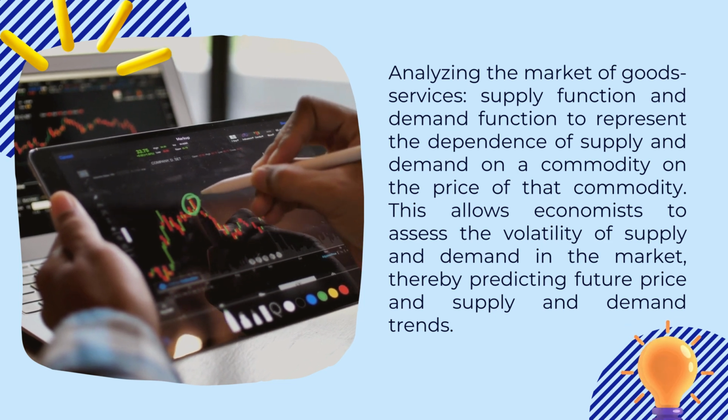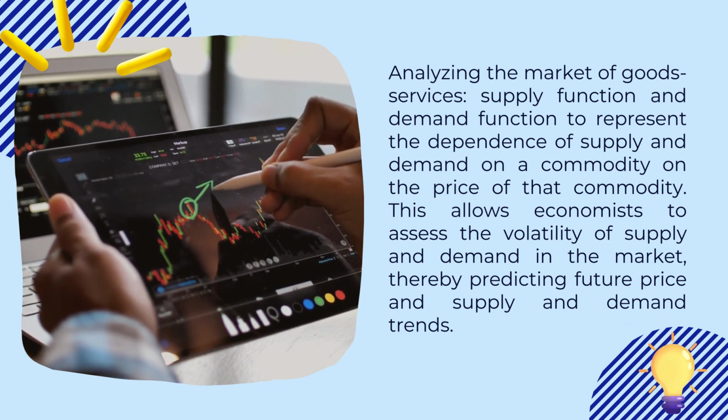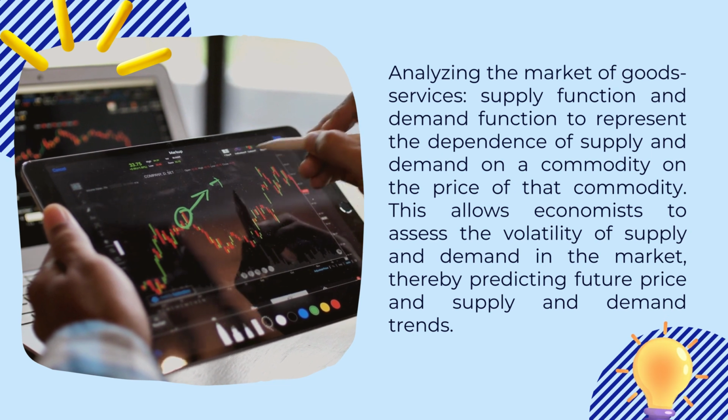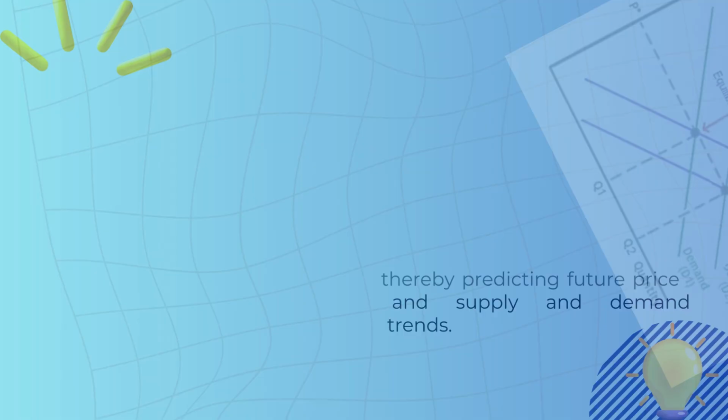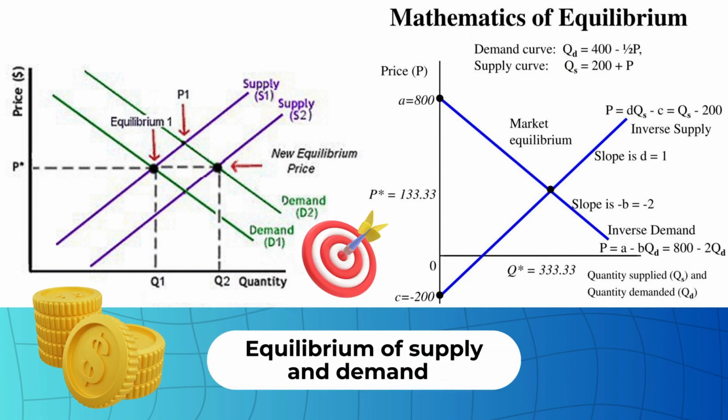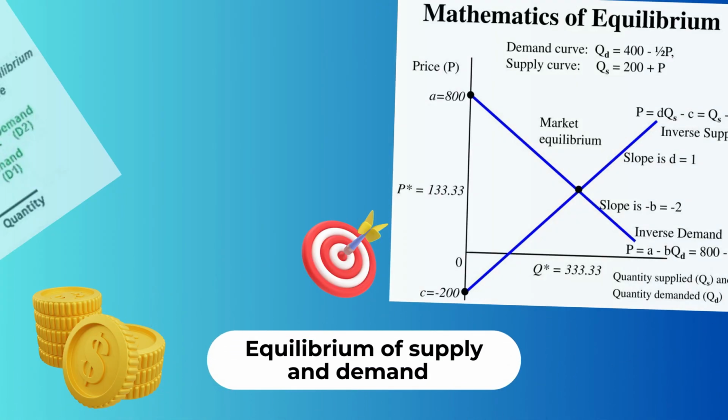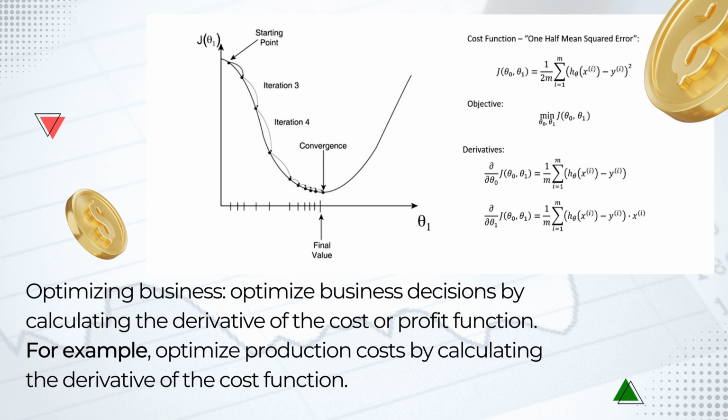This allows economists to assess the volatility of supply and demand in the market, thereby predicting future price and supply and demand trends. The chart shows the equilibrium of supply and demand. And optimizing business. Optimize business decisions by calculating the derivative of the cost or profit function. For example, optimize production costs by calculating the derivative of the cost function.